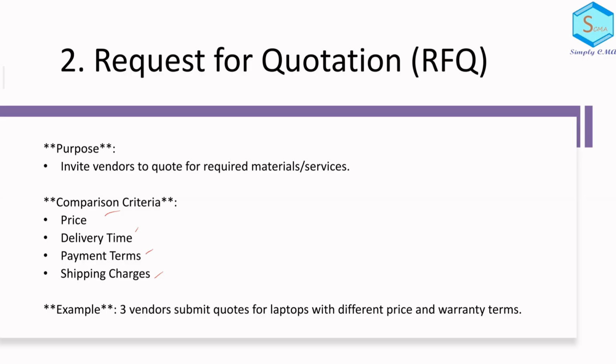So this is the second step. One example I have written here: 3 vendors submit quotes for laptops with different prices and warranty terms. 3 suppliers have submitted 3 quotations to the procurement department with completely different pricing structures, different terms and conditions. So the purchase department has to review all these things.